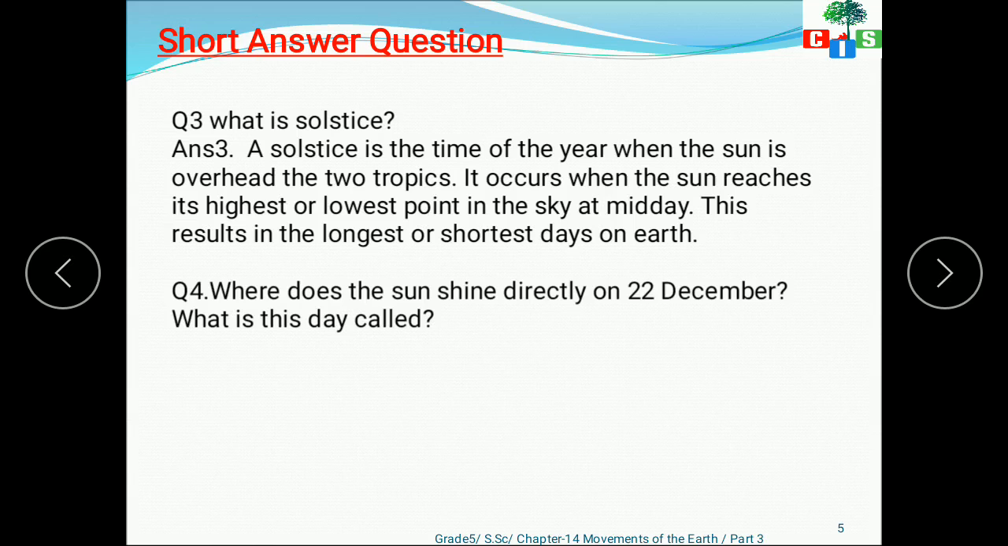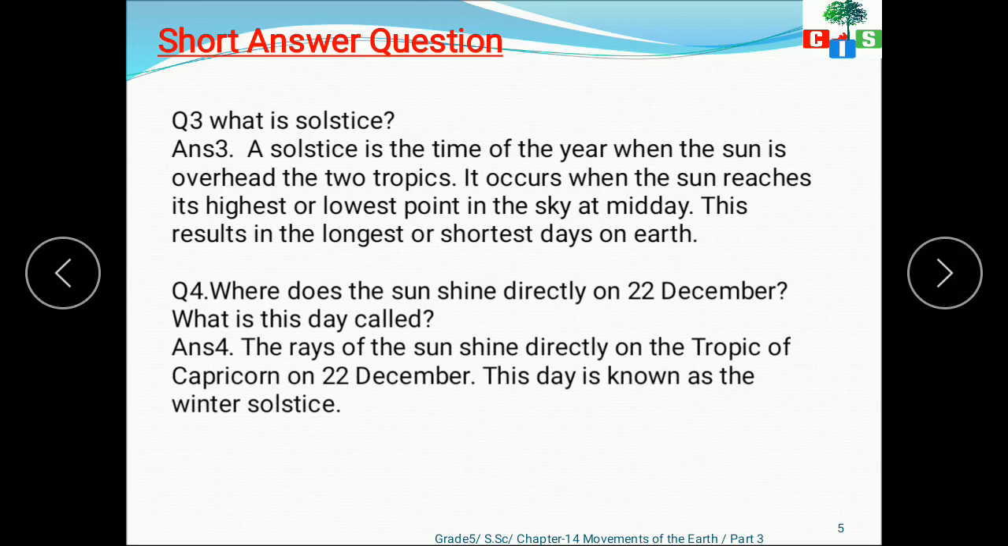Now the second question is, where does the sun shine directly on 22nd December, and what is that day called? The answer is that the rays of the sun shine directly on the Tropic of Capricorn on 22nd December, and this day is known as the winter solstice. Now let's see the long answer questions.